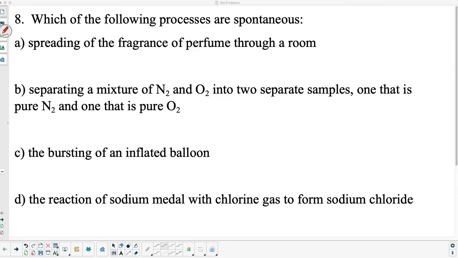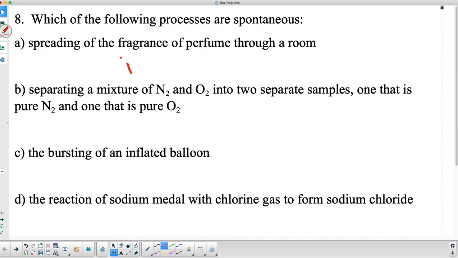Does that mean without outside intervention? That means that you open the bottle of perfume and put the bottle down and then let the fragrance spread on its own. Just opening the bottle is not considered part of the experiment. It's only after the bottle has been opened and the gas molecules are free to roam the room. So this would be spontaneous, because opening up the bottle is not considered to be outside intervention.